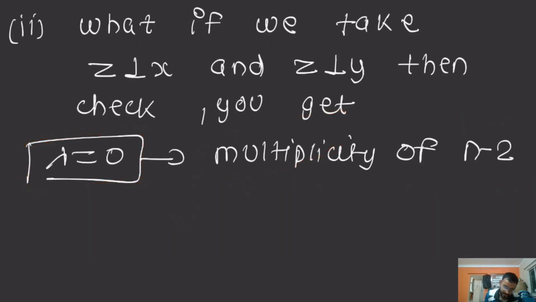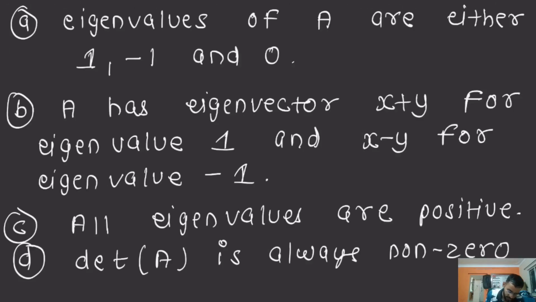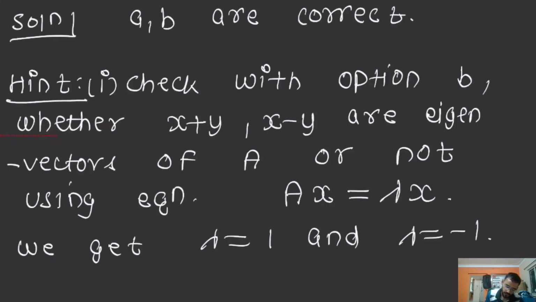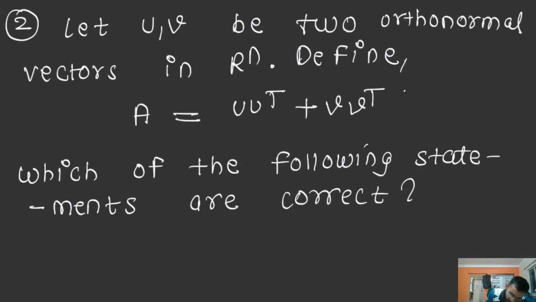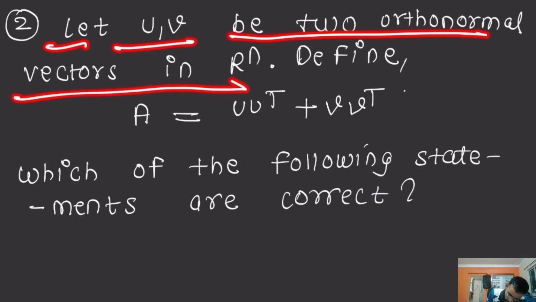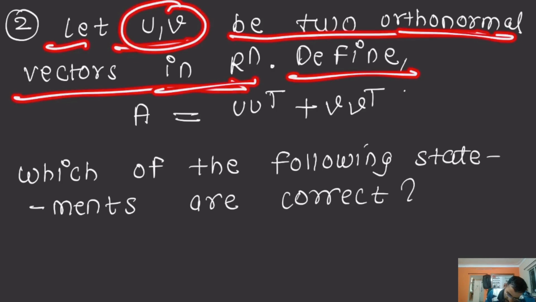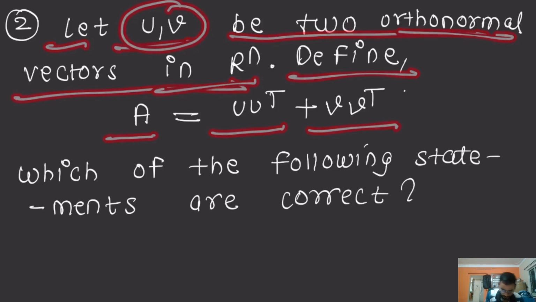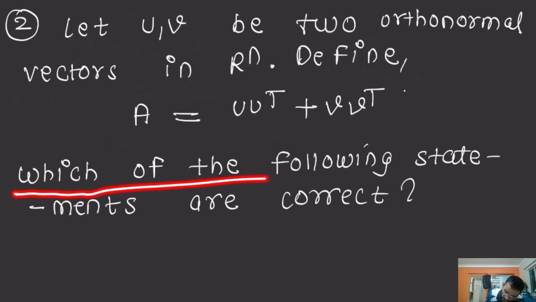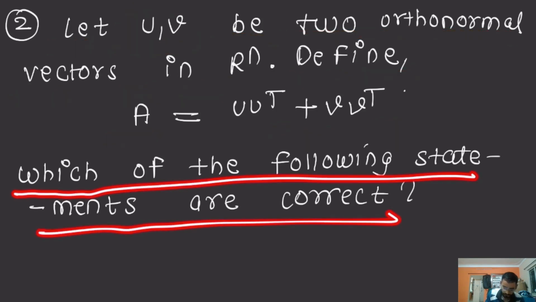Using these hints, you will be able to solve the question, and the correct options are A and B. So problem number 2: let u, v be two orthonormal vectors in R^n, and we define A such that A = u u transpose plus v v transpose. We need to find which of the following statements are correct.